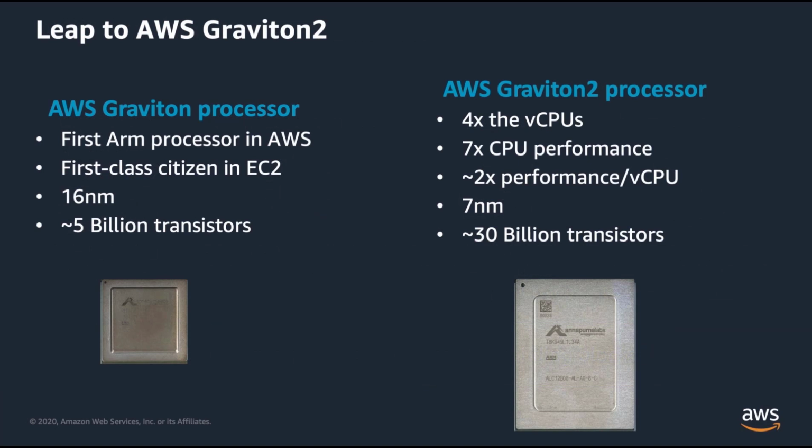The initial Graviton processor was the first AWS attempt at putting an ARM processor in an AWS EC2 instance, making the ARM architecture a first-class citizen on EC2. With the Graviton2 processor, AWS is making a leap forward in terms of size of that processor. It has 4 times the number of vCPUs compared to the initial Graviton processor, a lot more performance, and it's a way bigger processor with 30 billion transistors instead of the 5 billion we had on the initial version.